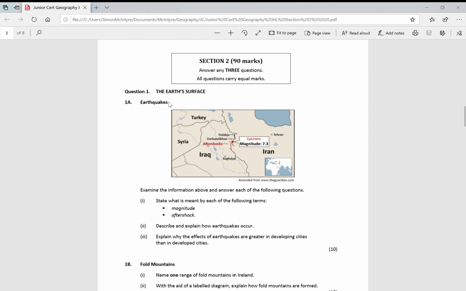1A, earthquakes. So examine the information above and answer each of the following questions. Part 1, state what is meant by each of the following terms: magnitude and aftershock. Part 2, describe and explain how earthquakes occur. Part 3, explain why the effects of earthquakes are greater in developing cities than in developed cities.